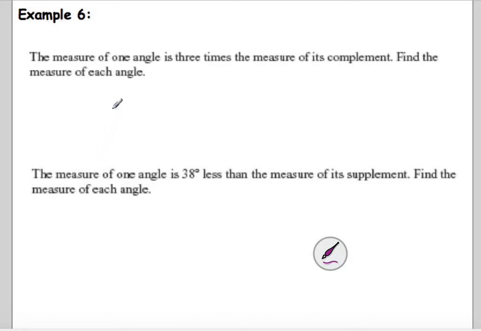Here it says the measure of one angle is 3 times the measure of its complement. Find the measure of each angle. So we do not know the measure of the angle. The measure of one angle, that's x. "Is" is where you write equals. 3 times its complement, and the complement to it is 90 minus x. So this is the equation that we're going to solve, and we need to then find each angle measure.